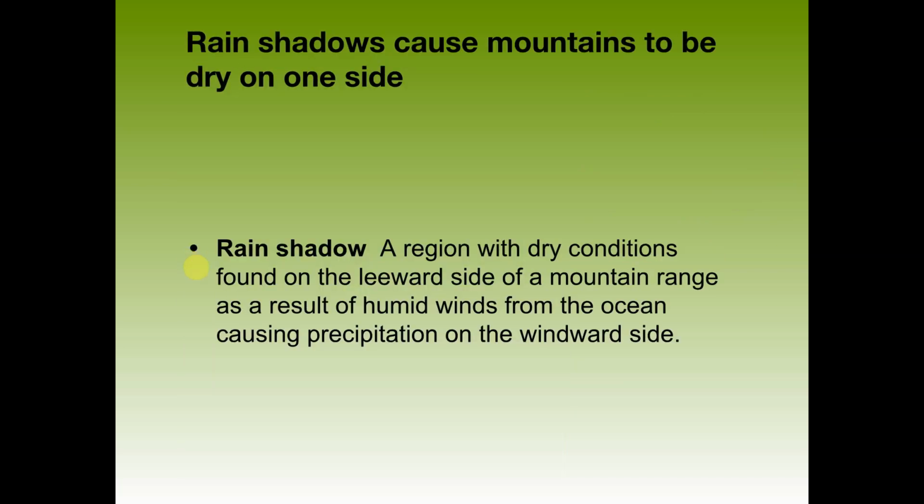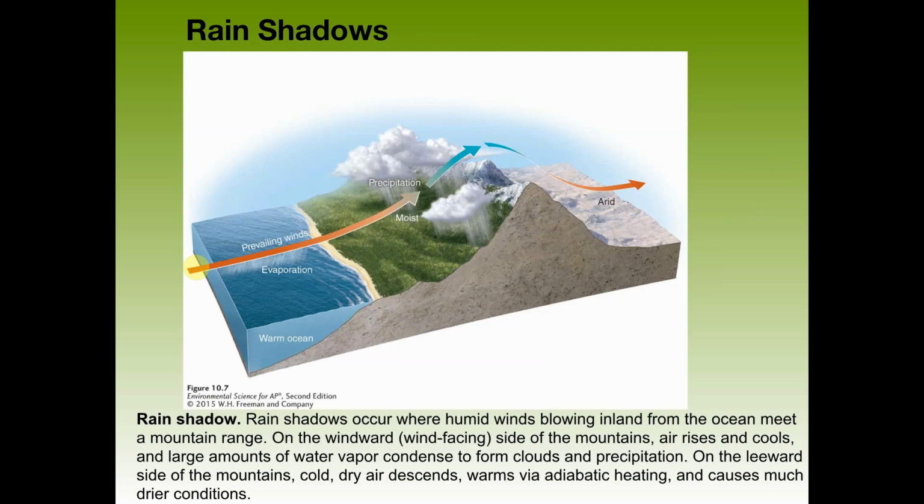And then the last thing about air currents is what's called a rain shadow. This is basically where, if you have a pretty large mountain range, you can cause one side of the mountain range to be very humid and rainy and the other side to be very dry.